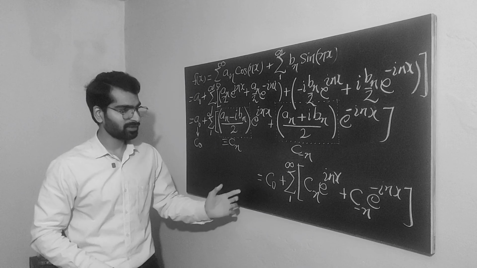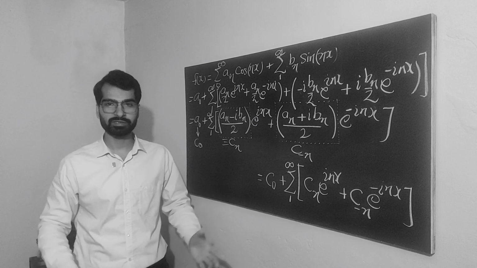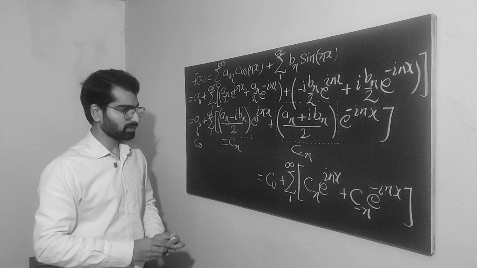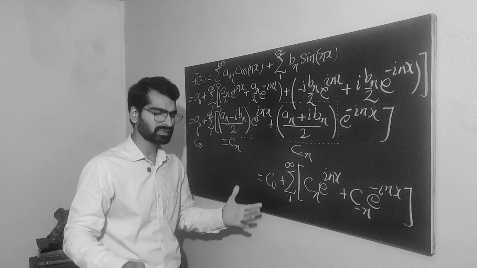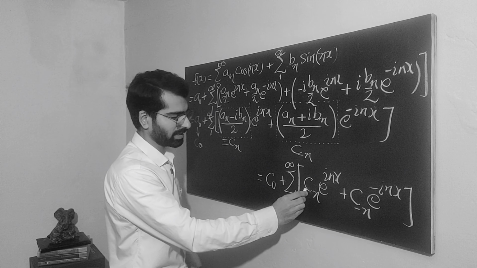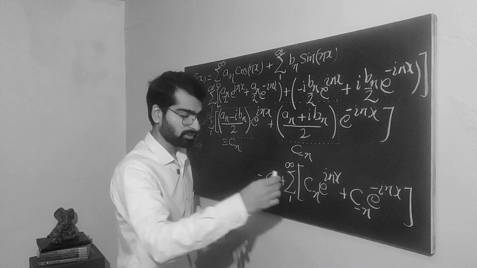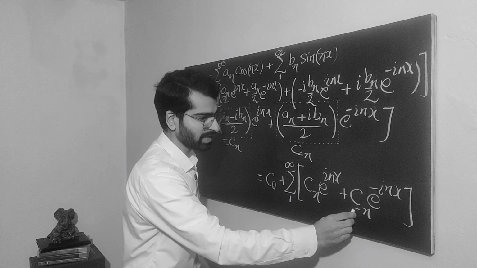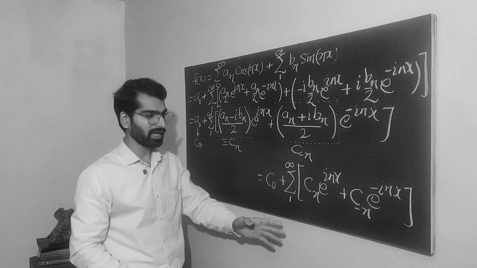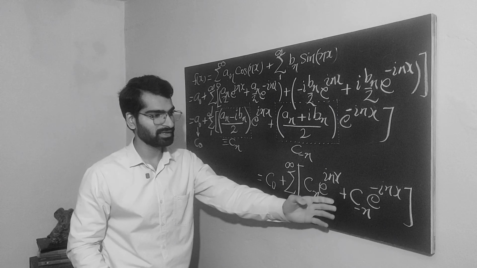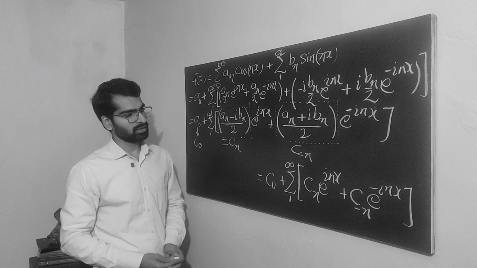Of course, I can write it in a more compact way that you will see in the books. Look, this sum goes from 1 to infinity. If I choose one number, let's say I choose 5, I get C5 e to the i5x, and with that I get C negative 5 e to the minus i5x, and if I choose 10 then I get C10, C negative 10. So I'm getting negative values too, negative frequency.